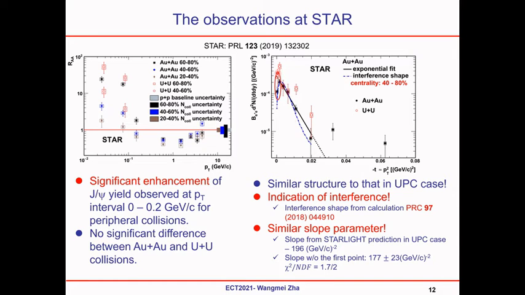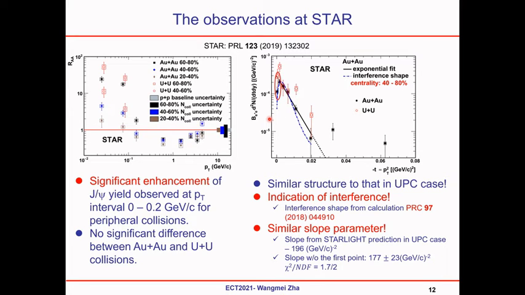Furthermore, if you look at the fourth data point, it is significantly lower than the exponential extrapolation. This shows a hint of interference, a unique phenomenon only in coherent photon production. If you compare the shape in gold to the calculations with interference, shown as the blue line, you can find it describes the data reasonably well.